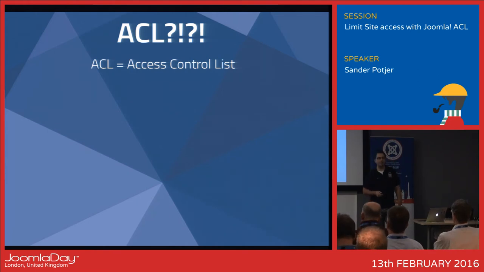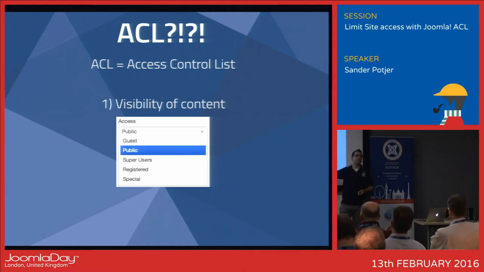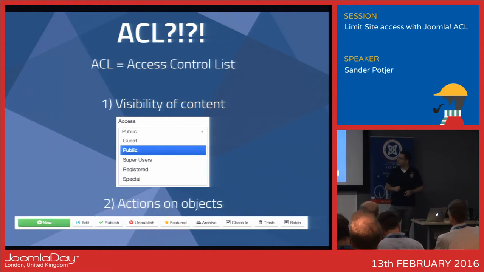Access control list. And within Joomla, we basically have two types of ACL system to make it easy for you to understand. One of them is about the visibility of content. We all know, I guess, this type of drop-down we see with menu items, with articles, with modules, categories, etc. That's for the visibility of that piece of content on the website itself. And the other part is the actions on objects, like create, delete, etc. Those are two different systems in Joomla.